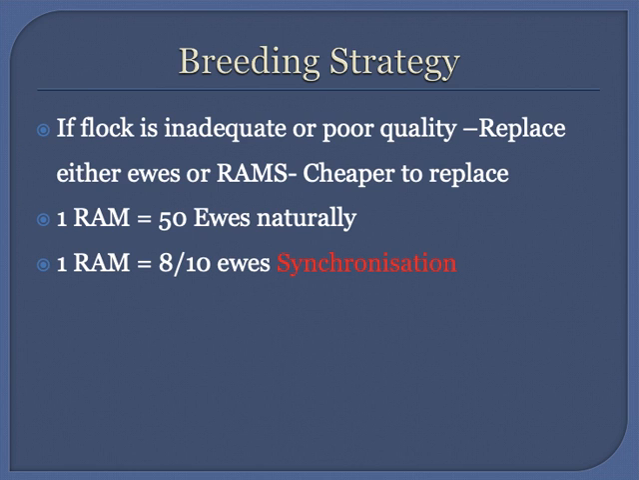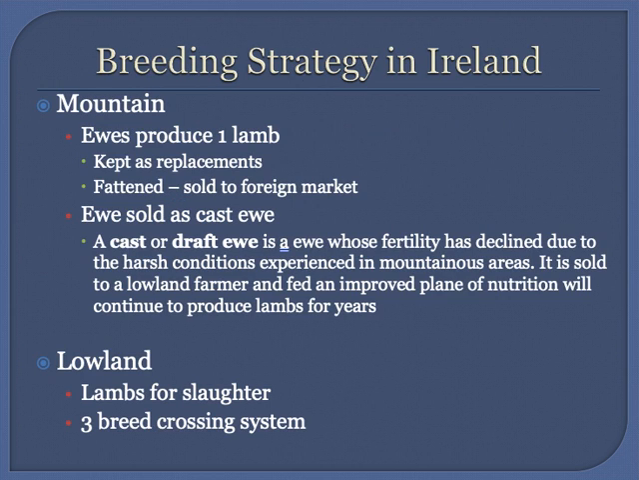because one ram can actually serve 50 ewes naturally, or if you're trying to synchronize, one ram can serve 8 or 10 ewes. And this leads to the expression that the ram ensures quality in your flock, whereas the ewe is responsible for quantity, and we'll be getting to that a little bit later. So what are you looking for when you're selecting your breeds then?